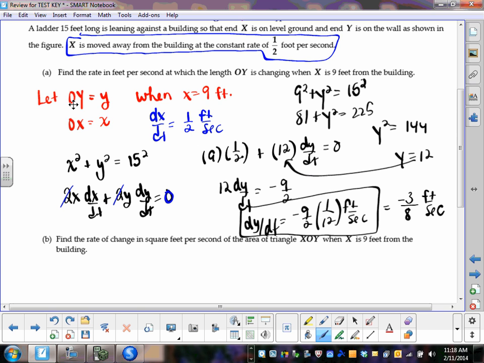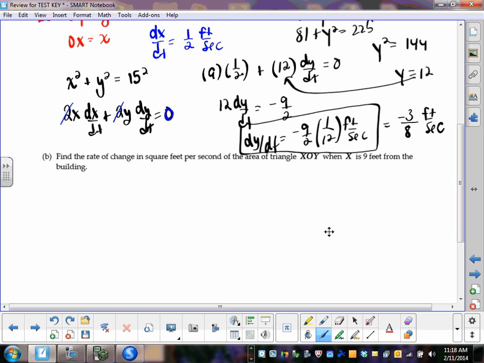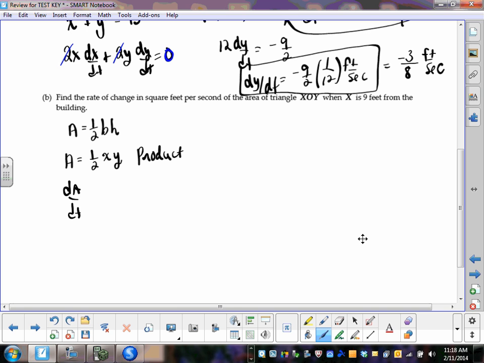The next part says find the rate of change in square feet per second of the area of the triangle XOY. Remember, the area of a triangle is 1/2 base times height. So the area for this triangle is 1/2 little x times y. And we have a product rule. So the change in area over time is equal to the derivative of the first, which is 1/2 dx/dt, keep the second, plus the first times the derivative of the second, which is dy/dt.